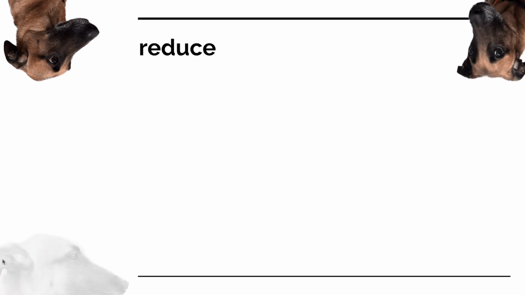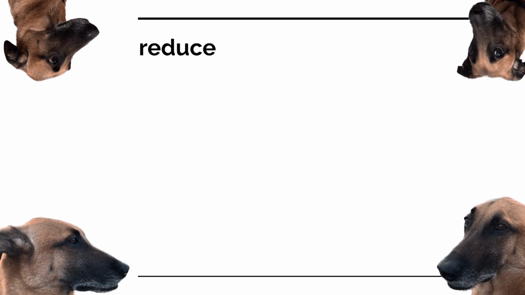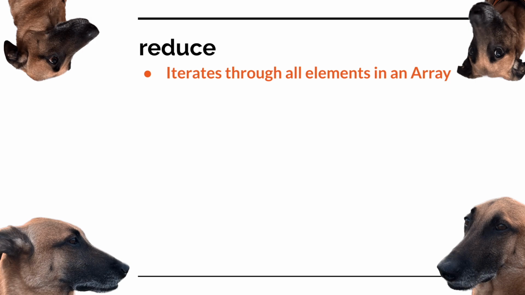Hi there. Today we'll take a look at the reduce method. So what is it? Well, it's a function that iterates through an array. It accepts a callback function, and this callback can take up to 4 arguments. First, you pass an accumulator, which accumulates all of the return values from the callback.